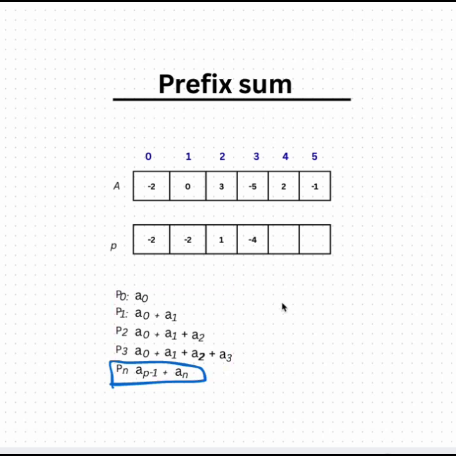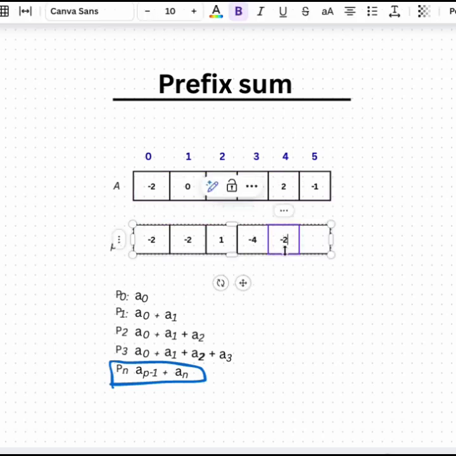See in our pattern, for the next one, which is P4, we know that we don't have to start from the 0th index. We could literally just go, well, the previous sum plus the current value, which is -4 plus 2. What does that give us? Well, that's going to give us -2. Same thing for the last one. We don't have to start from 0. We now know that we can take the previous sum and add it to the current value. So -2 plus -1 is going to give us -3.